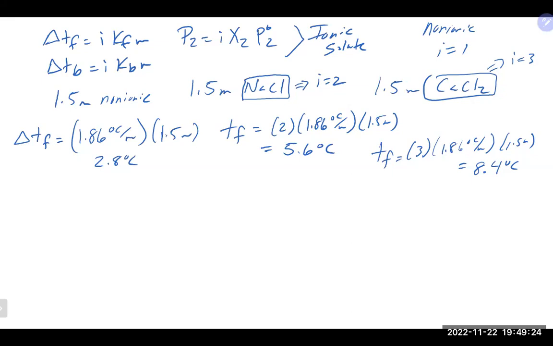Obviously, you can do the same type of calculation for the boiling point and so forth. You would see the same sort of effect. So if you are dealing with something that is ionic, you do need to incorporate the van 't Hoff factor into basically the same equations, like we just did in these examples. Any questions on that?